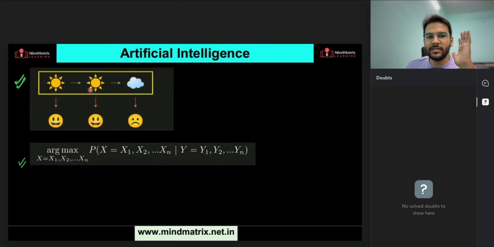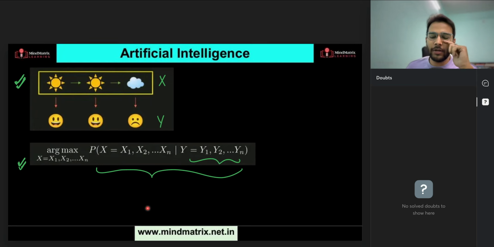Is this clear? So can I say that ultimately this is what I'm trying to find out? That means the probability of X equal to x1, x2, ... xn, given Y. So this is X and this is Y. Basically hidden states are represented by X and observed states are represented by Y. So ultimately I'm trying to maximize this: if this is my particular sequence, what is the probability of this sequence given that this is my mood sequence? Yes or no? Are you able to understand or not?